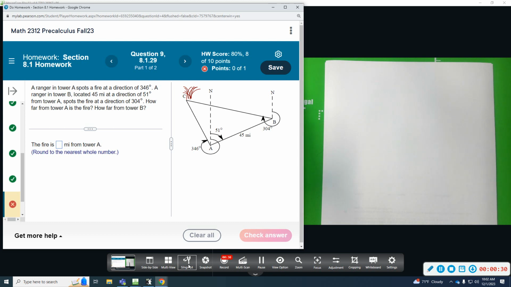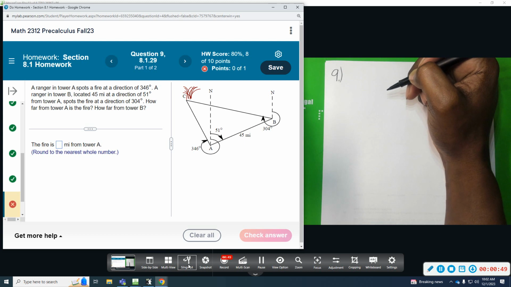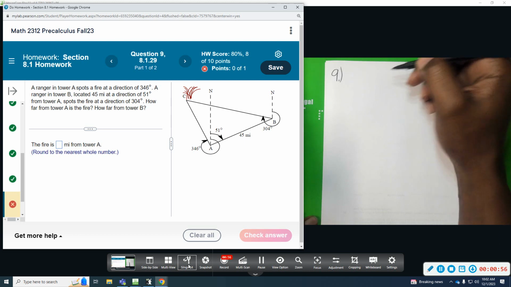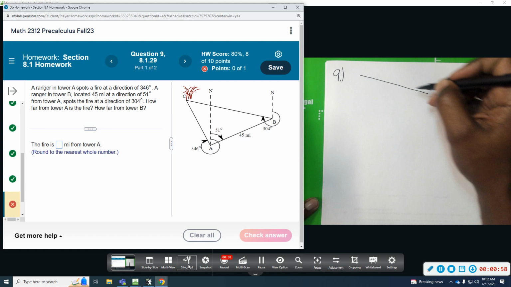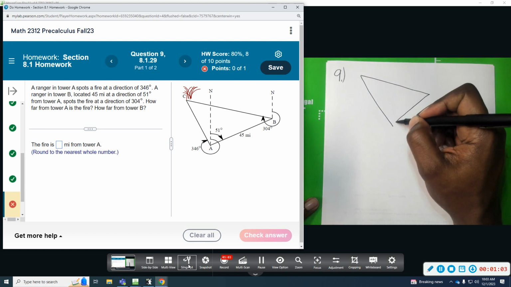So we have a drawing that shows us what we need, and if you have a good background in geometry, it'll help you with some of the understanding of these angles. But I'm just going to show you the process, and you can repeat it to solve your problem. So with number 9, we're going to be using the law of sines to figure out the distance that Tower A and B are from the fire. According to this drawing, it may not be drawn to scale.